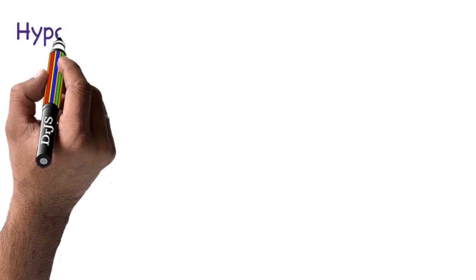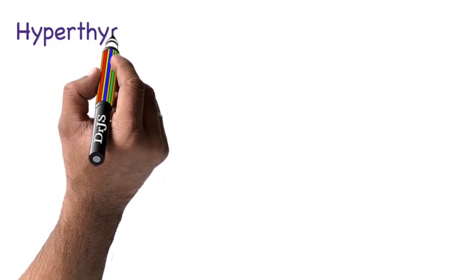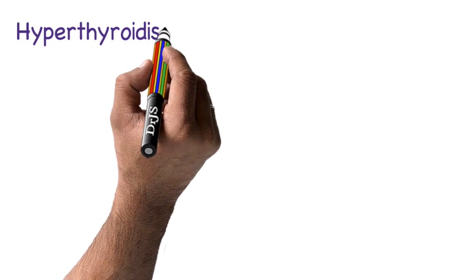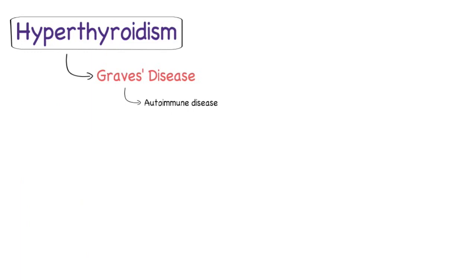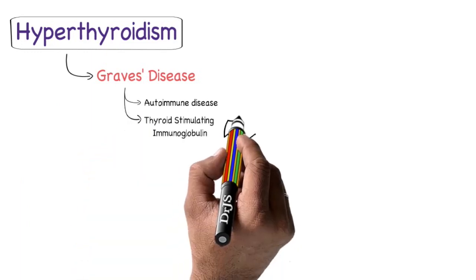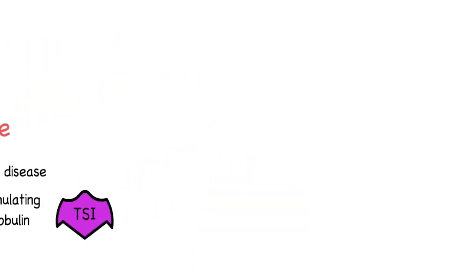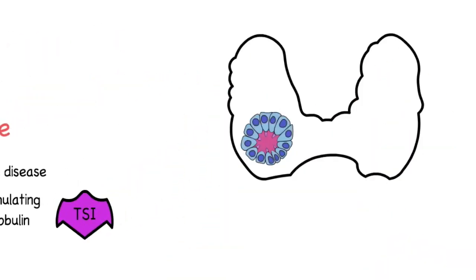Hello friends, first of all in this video we will see about the diseases due to excess production of thyroid hormones. This condition is called hyperthyroidism, the Graves' disease. This is the most common form of hyperthyroidism. It is an autoimmune disease in which antibodies called thyroid-stimulating immunoglobulins are formed. These immunoglobulins are directed against the TSH receptor in the thyroid gland.